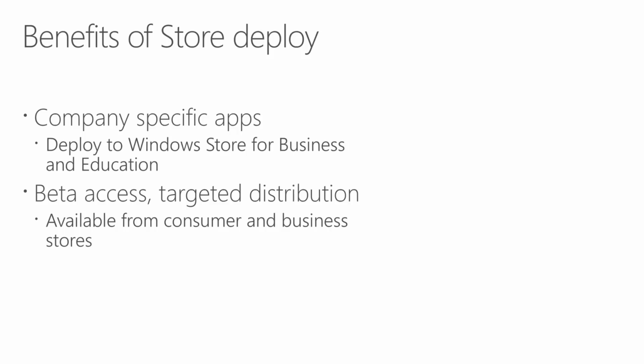Now, both these stores, consumer and business, have what's called beta access and targeted distribution. That means when I have a new version of the app, a beta version of it, I can publish it to the store, but I can say this is not for public consumption, this is only for beta release, and here's a subset of Windows 10 users that are allowed to have access to the application and install it.